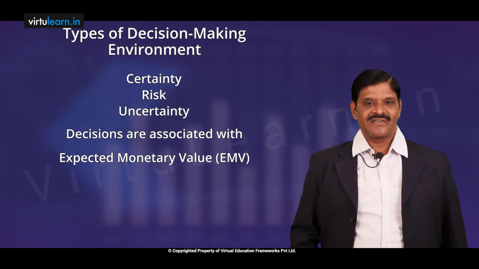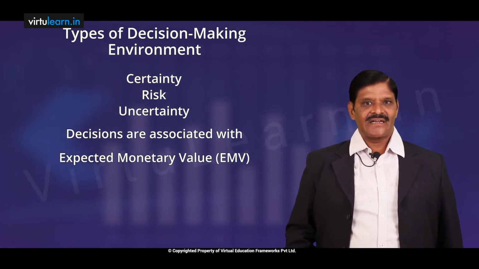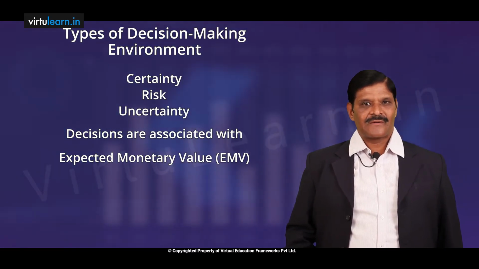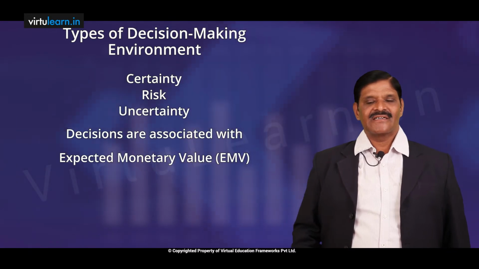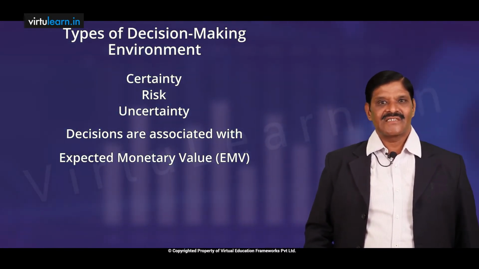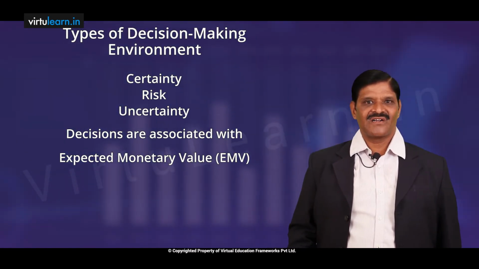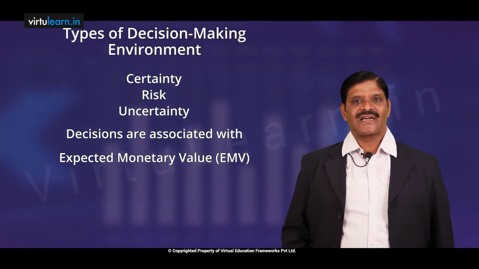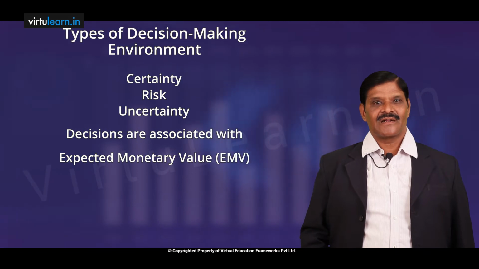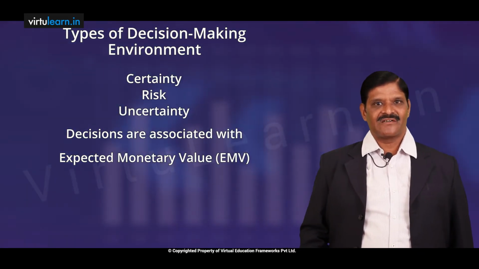What expected monetary value indicates is that when there are several alternatives listed out to solve a problem, they may result in some kind of payoff which is expressed in terms of money. That is the reason we call it expected monetary value. So the benefit derived out of choosing a particular alternative, in terms of money, is known as expected monetary value.